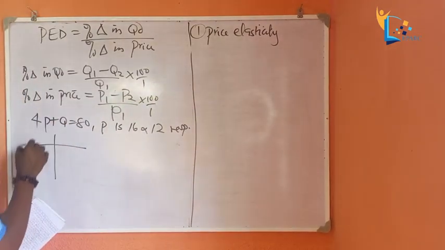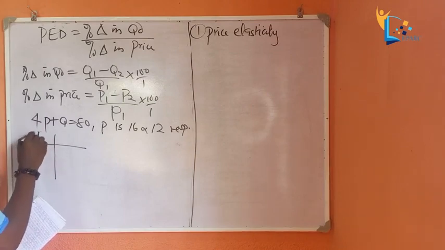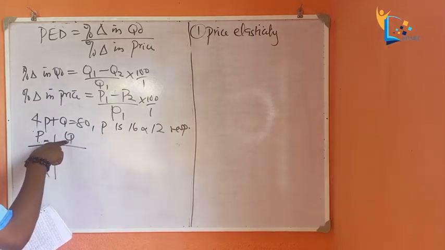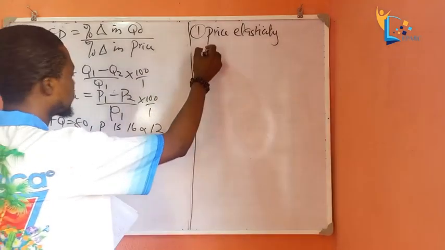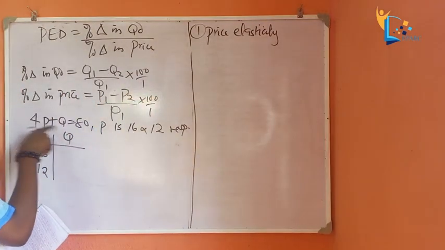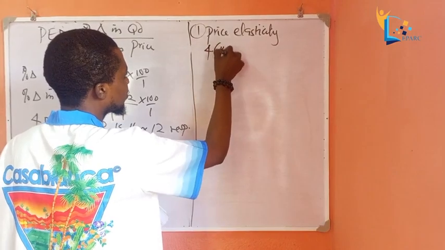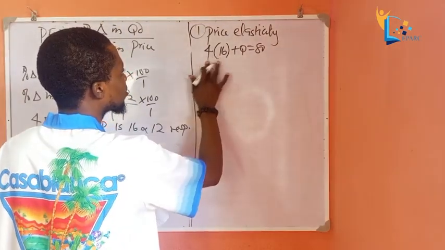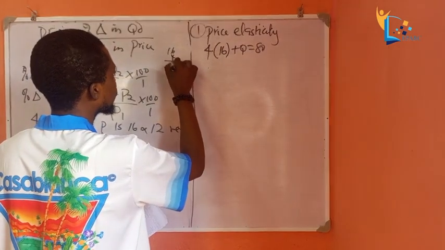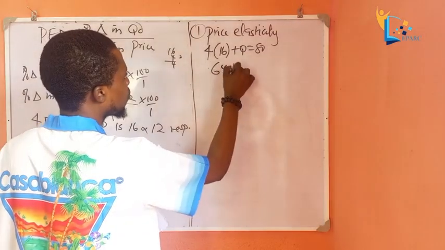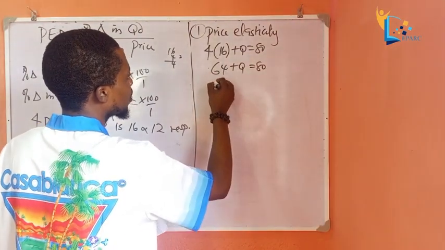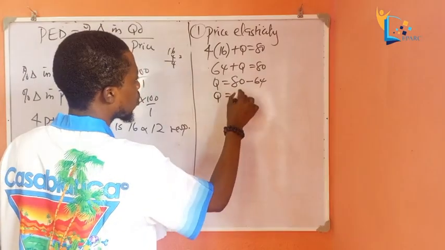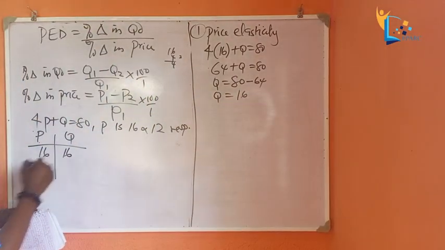So we have our schedule. This is our price, and this is our quantity. Our price here, we have 16 as the first one, then 12. So we want to find the quantity when price is 16. We substitute 16 for P in our function. So we have 4 times 16, plus Q equal to 80. 4 times 16 will give us 64, plus Q equal to 80. So Q equal to 80 minus 64. So Q is equal to 16.